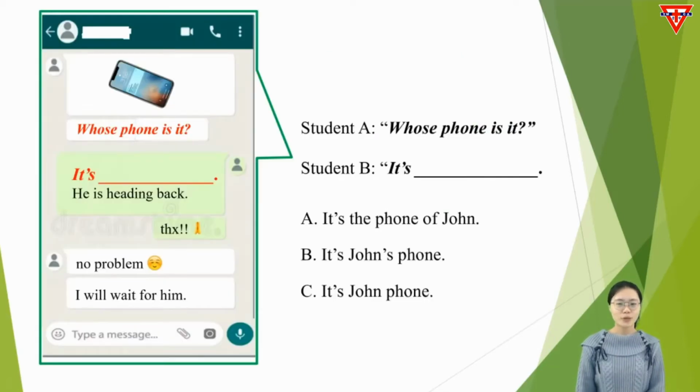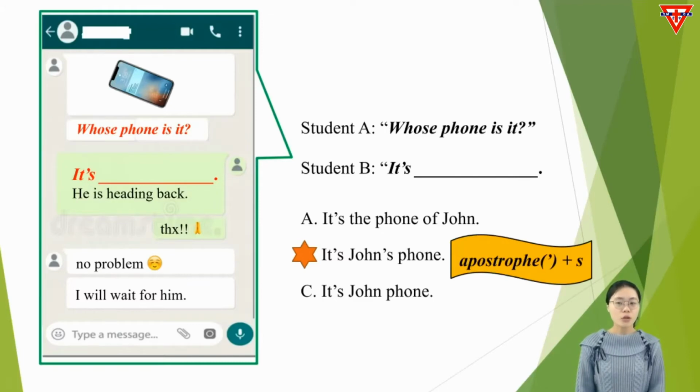Now go back to the first question. Whose phone is it? A, B, or C? The answer goes to B. John is a person, a singular noun. By adding an apostrophe and S, we show that John has possession of the phone. That's, he owns the phone.